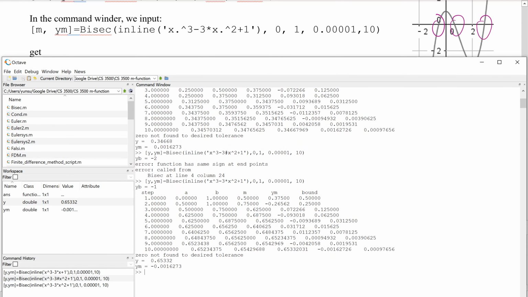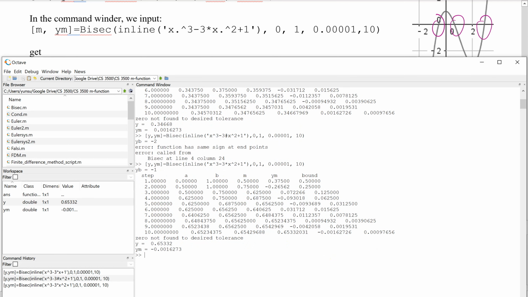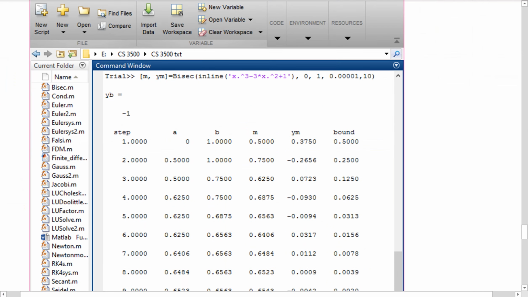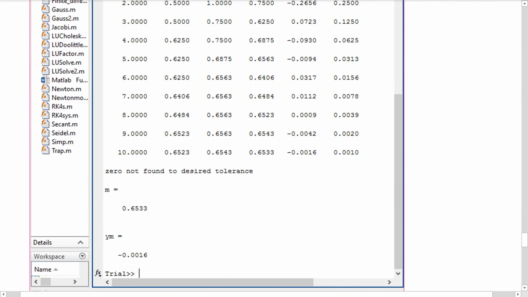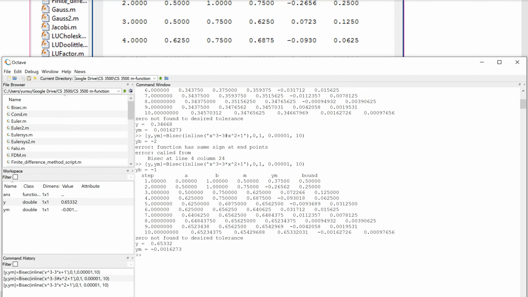Okay, here it is. Even though the columns don't align so well, it still worked, right? You can see this number, 0.6533. What do we have here? Yes, 0.6533, and it has more digits. Good. You see? And still zeros not found to the desired tolerance.